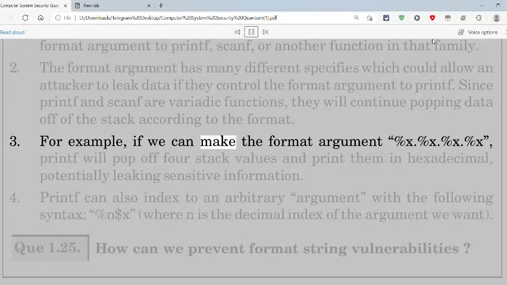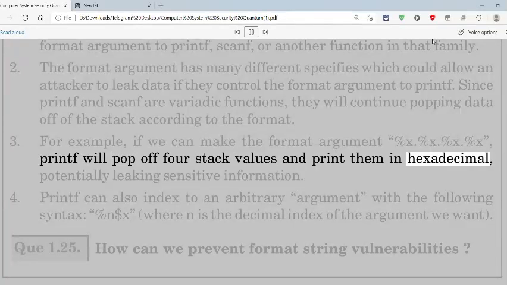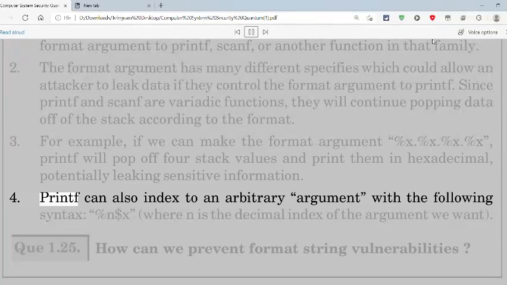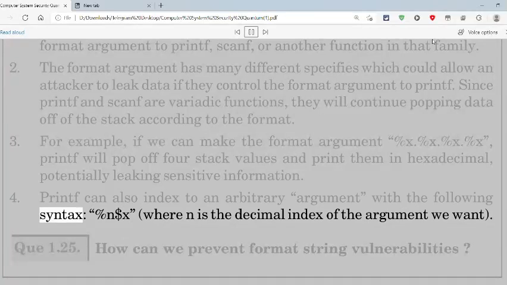3. For example, if we can make the format argument %x, %x, %x, %x, printf will pop off 4 stack values and print them in hexadecimal, potentially leaking sensitive information. 4. Printf can also index to an arbitrary argument with the following syntax, %n$x, where n is the decimal index of the argument we want.